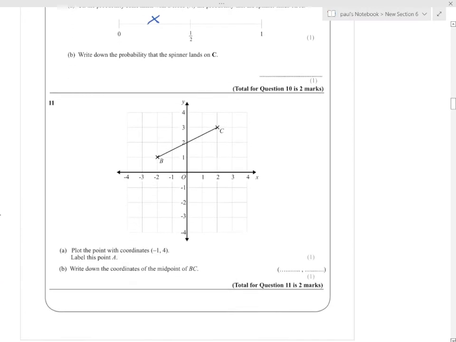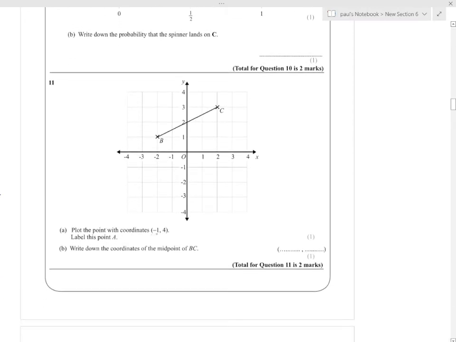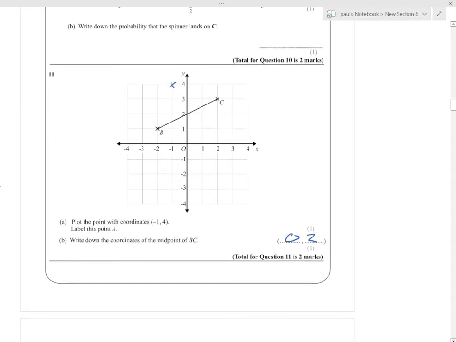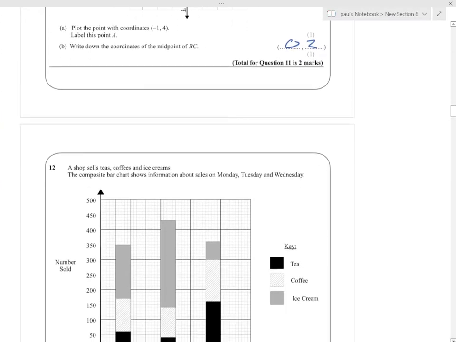Plot the point with coordinates minus 1, 4 and label it A. Minus 1, 4 is minus 1 on the X. 4 is going to be up there. Write down the coordinates of the midpoint of B, C. Well, it's pretty obvious that the midpoint is there where it crosses, so the coordinates are going to be 0, 2, 0 on the X, and 2 on the Y. There's other ways to work them out if they're more complicated, but that one was easy.